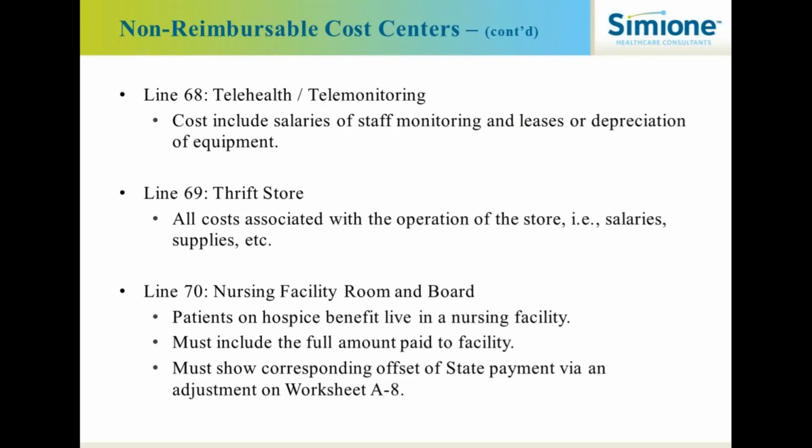Line 70 is for your nursing facility room and board, and this is when the patients are on the hospice benefit but they live in a nursing facility. Remember, you must include the full amount paid to the facility, and you must show the corresponding offset of the state payment via an adjustment on worksheet A-8. So it's best that you set up in your books both a revenue and expense side for your nursing home room and board. And as you all know, you usually only get reimbursed 95% of the rate from Medicaid.